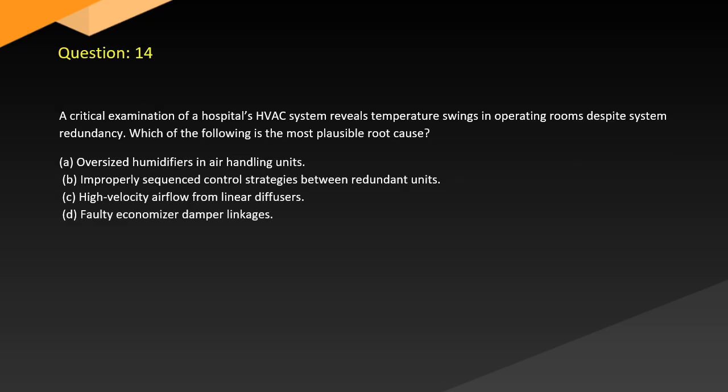Question 14. A critical examination of a hospital's HVAC system reveals temperature swings in operating rooms despite system redundancy. Which of the following is the most plausible root cause? A. Oversized humidifiers in air handling units. B. Improperly sequenced control strategies between redundant units. C. High velocity airflow from linear diffusers. D. Faulty economizer damper linkages.